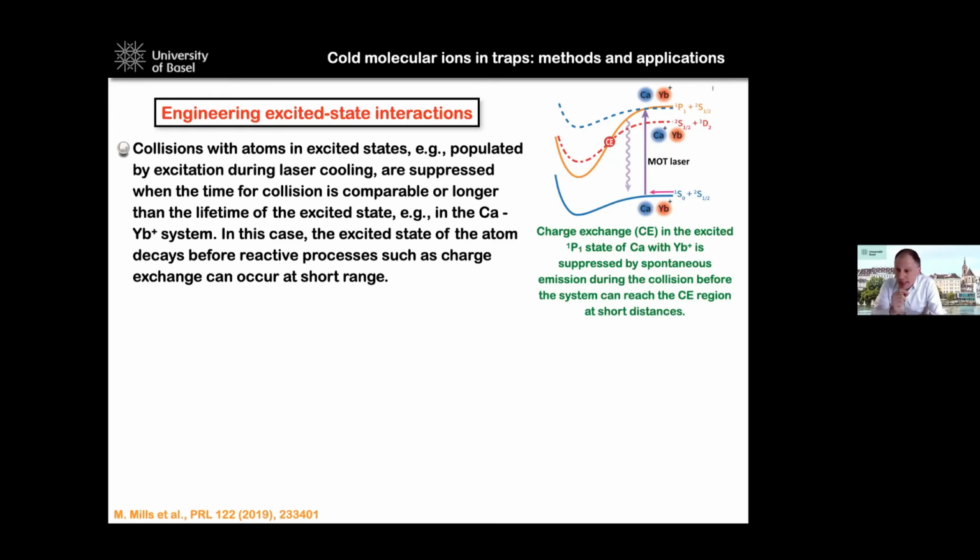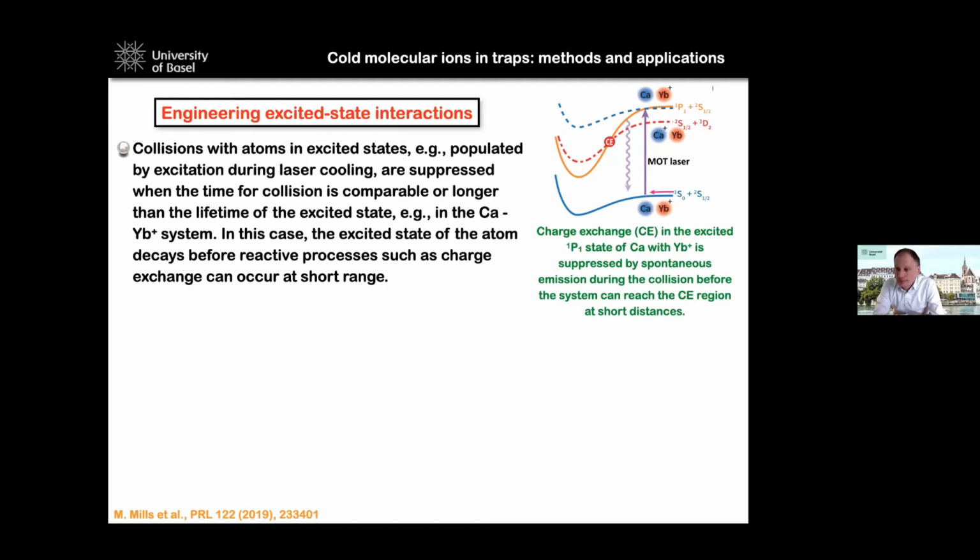If you have reactive processes, like I was talking about on the last slides, then it's rather simple, because if you have a chemical reaction going on, then you see a chemical change in your ions, and then it's clear it has to be a reactive process.